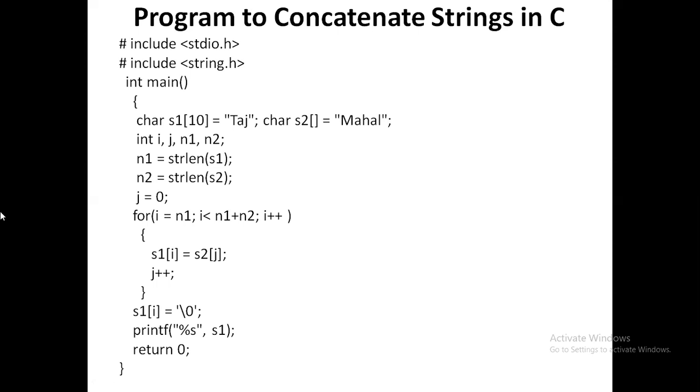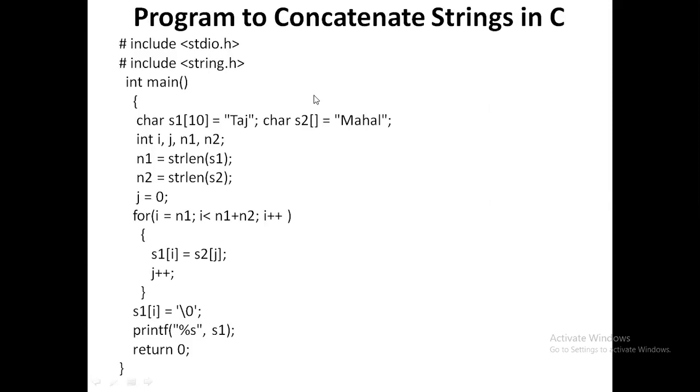Now I have made a for loop in which I is equal to N1. That is, I start at N1, the string length. After N1, I will be starting my addition. For example, you can see here, what is N1 of TAJ? 3. So string length S1 is equal to 3.